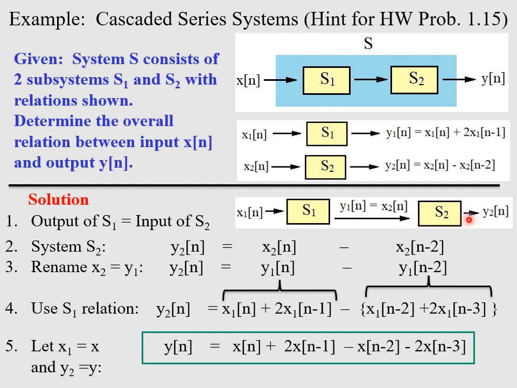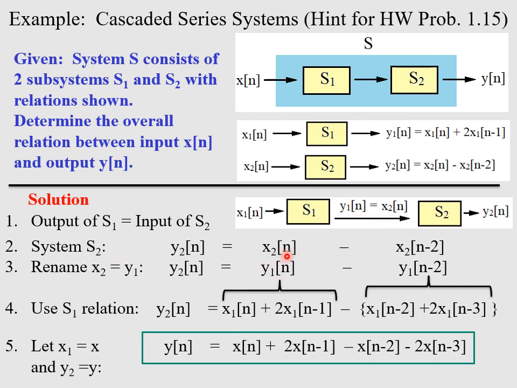And then finally, the output of S2 is our overall output that we're looking for. So let's write our relationship for system S2, which was given right here. So I repeated that. y2 of n is equal to x2 of n minus x2 of n minus 2. And now what we're going to do is rename x2, which is the input of system 2, rename it y1, because remember that x2 and y1 are the same signal here.